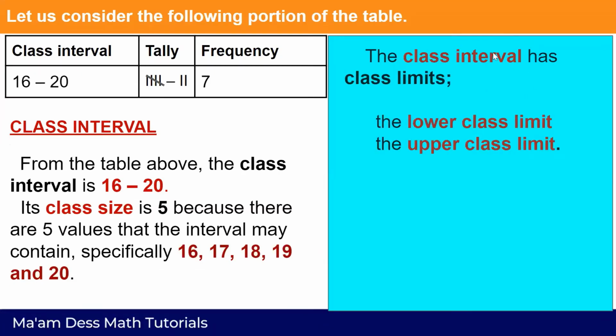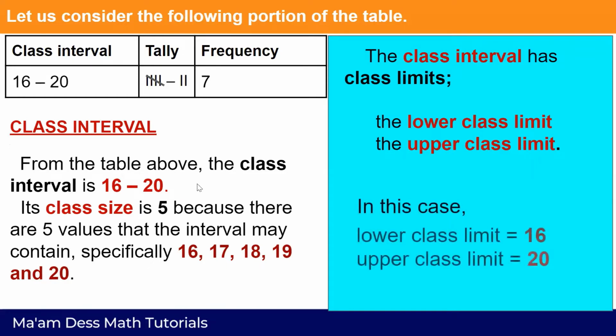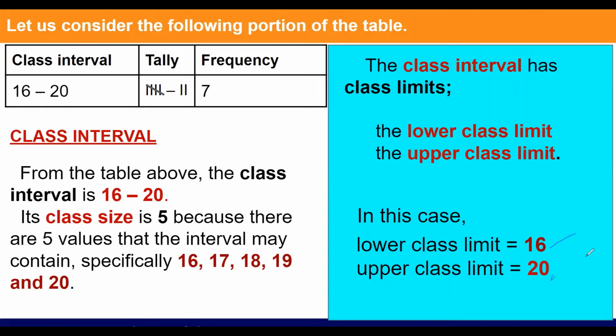Okay. Now, the class interval has class limits: the lower class limit and then the upper class limit. So, alin-alin po yan? In this case, 16 to 20, the lower class limit is 16 and the upper class limit is 20. Again, from this table, we have 16 as our lower class limit and 20 as the upper class limit. So, tandaan po natin yan.